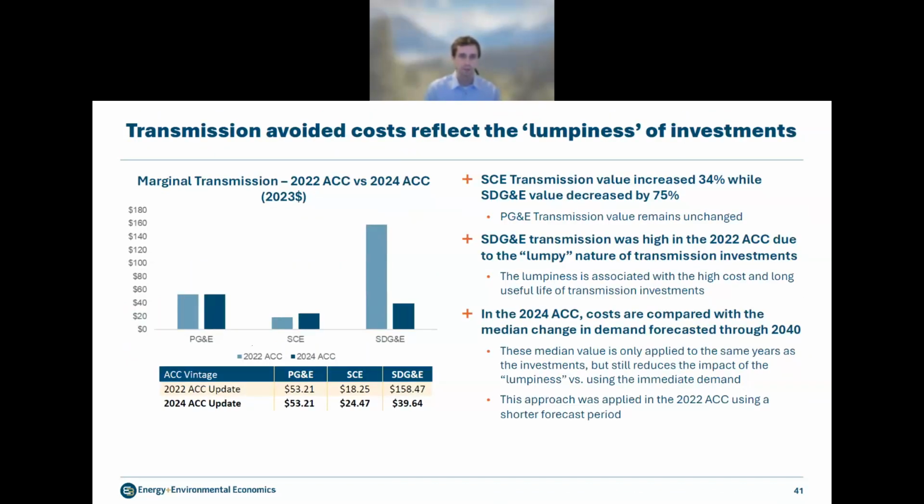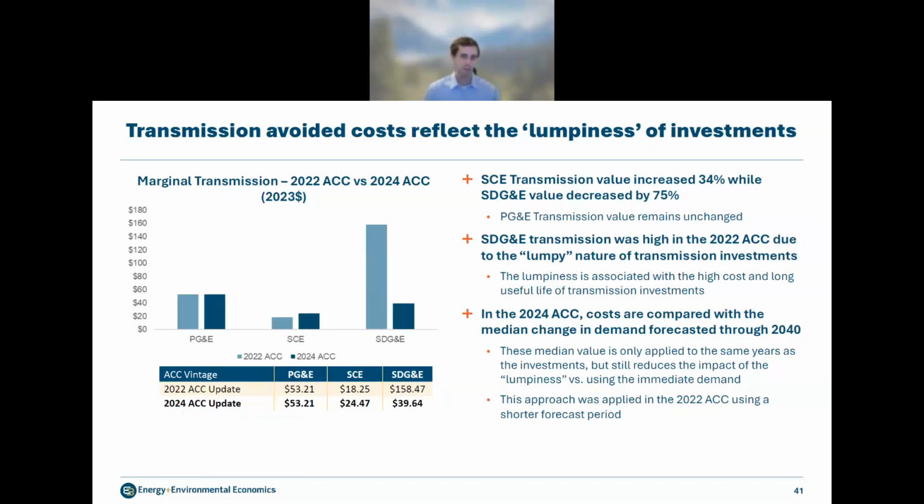Thank you. So looking at the results of the transmission calculations for the 2024 cycle, an important piece of the story is that they remind us that transmission costs can be lumpy. I'll get to what that means in a moment. So SCE's transmission value in this case increased by about a third, while SDG&E has decreased pretty drastically, as you can see on the graph, by about 75%.